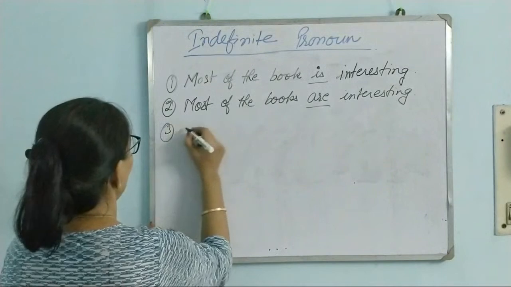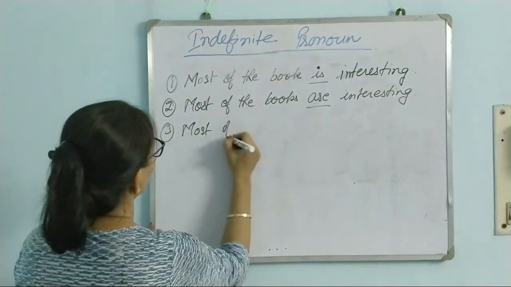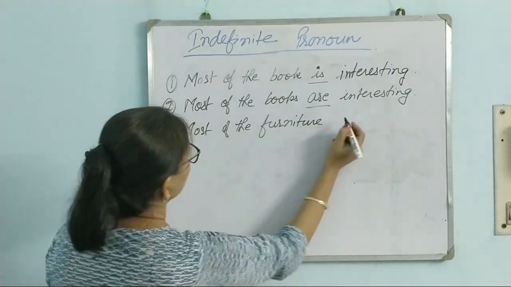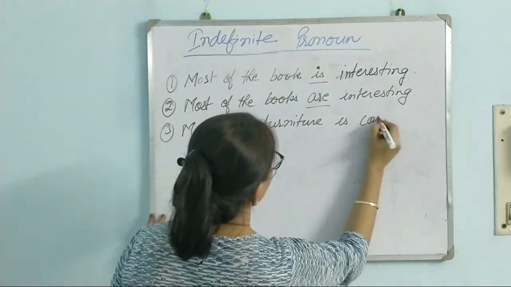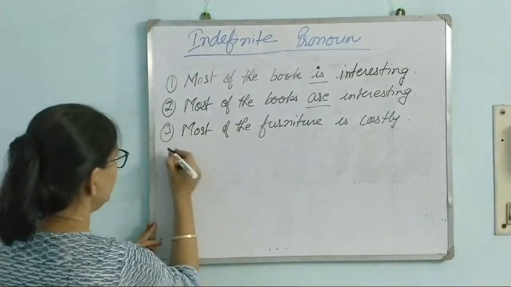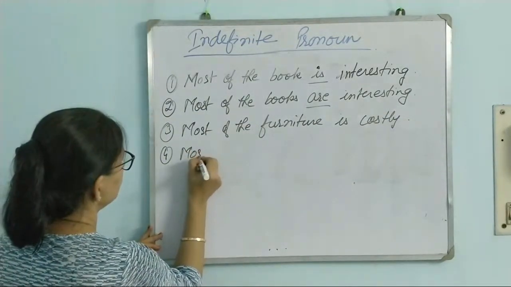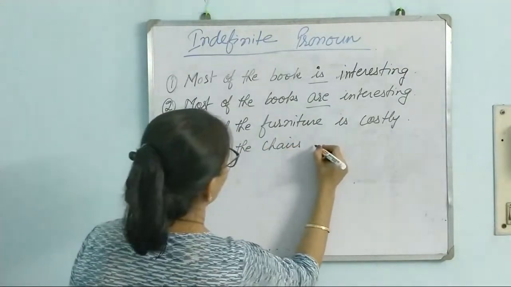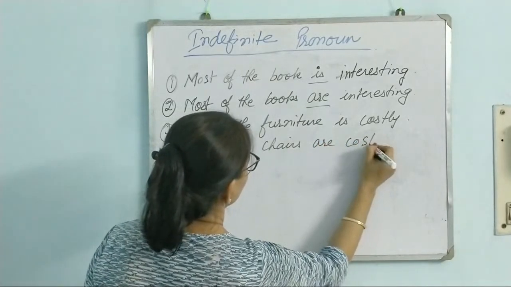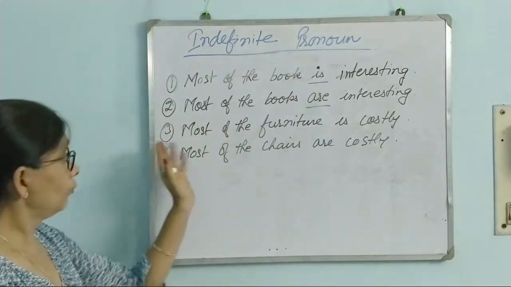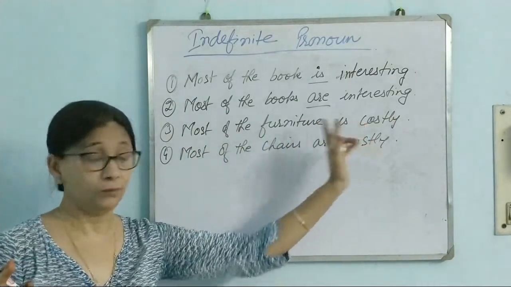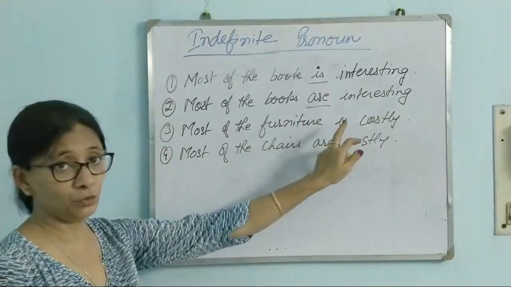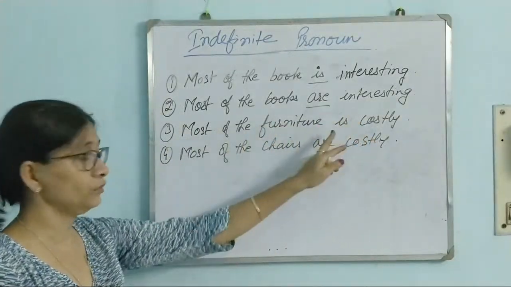Let us see quickly another example. Most of the furniture is costly. Okay, you can also quickly jot down. Most of the chairs are costly. So here, most of the furniture is costly. The noun that is used is furniture and the verb that is used is "is", which is singular. So here most is used as singular.